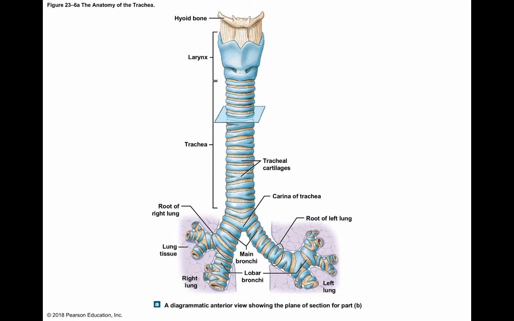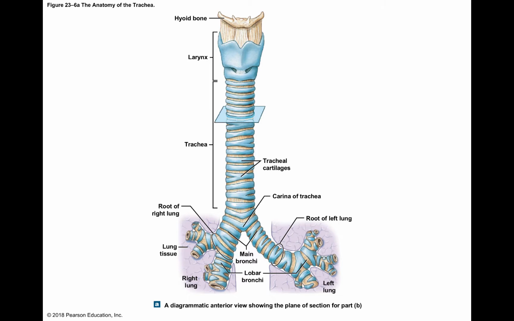All right, so here's our trachea then. And we can see it's going to go all the way down and divide into two primary bronchi. So you'll have to name the left primary bronchus and the right primary bronchus on your lab exam. And then the primary bronchi divide into the secondary bronchi. So we're going to see that the right lung has three lobes to it, so it'll have three secondary bronchi. The left lung has only two lobes to it, so there will be only two secondary bronchi.